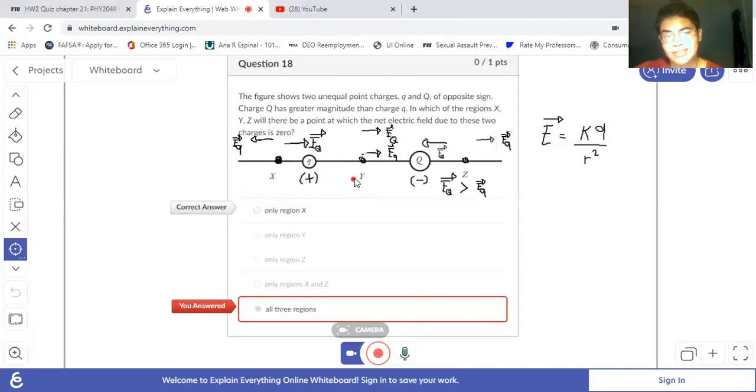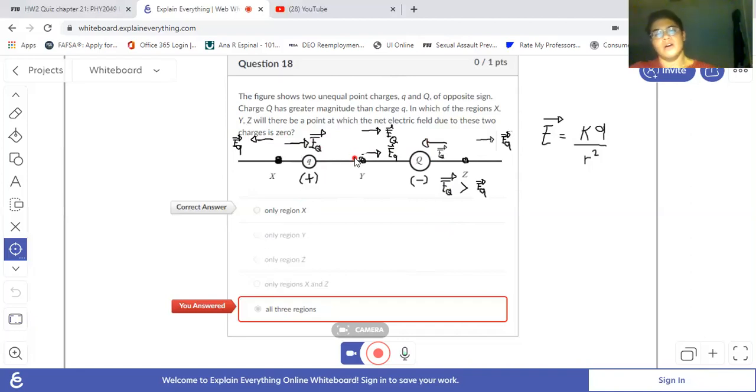This brings us to X, and at this point, we will see that the electric field due to little q is going to be away from little q. The electric field for a positive charge is going to be away from it, while the electric field due to larger Q, which is negative, is going to be going towards it. So this reaches our criteria that we need two electric fields that are going in opposite directions.